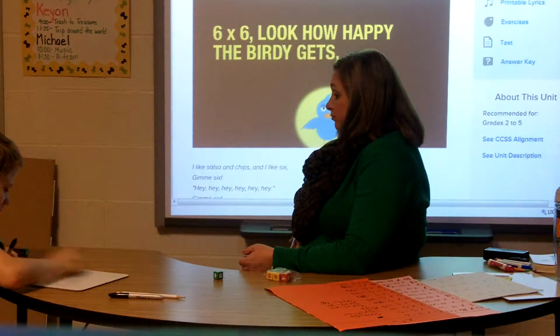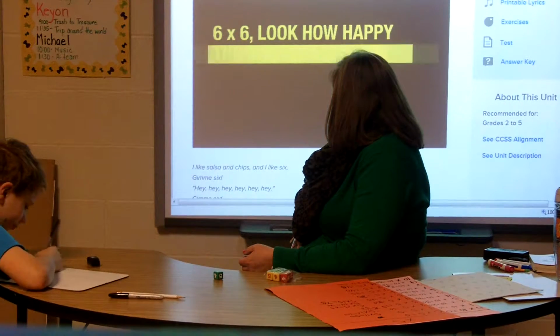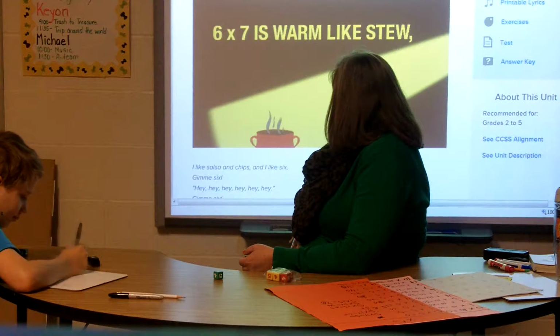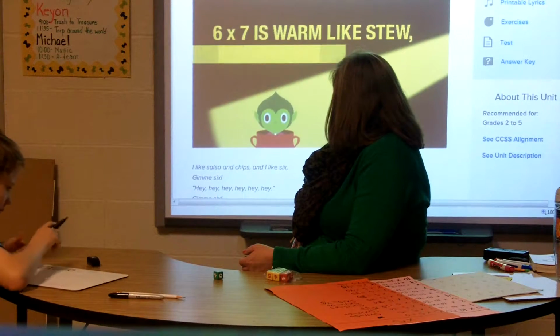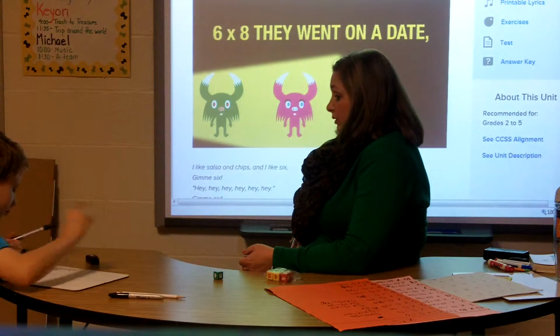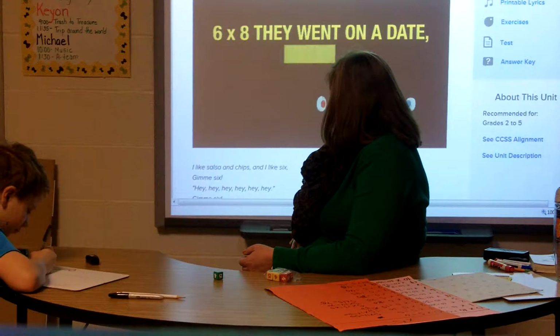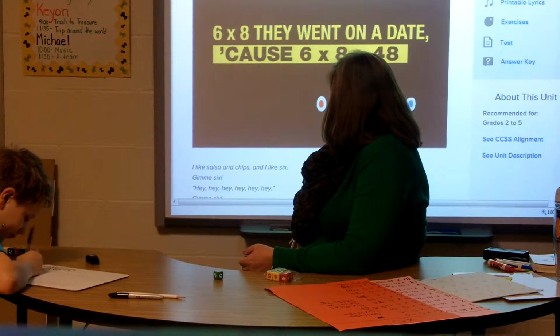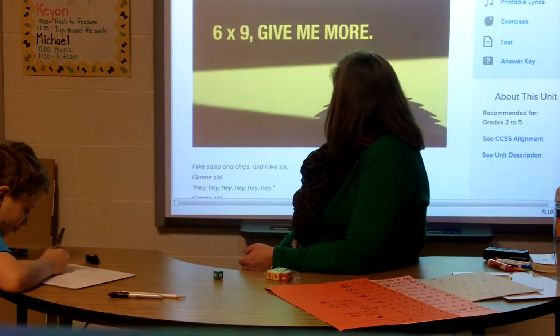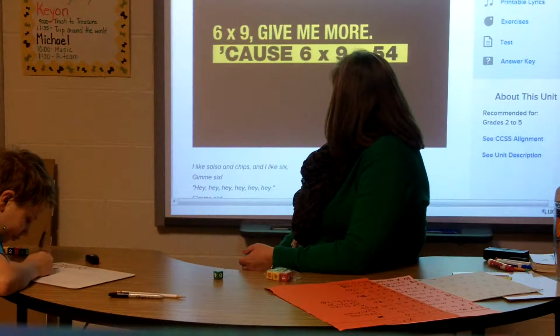6 times 6, look how happy the birdie gets, cause 6 times 6 is 36. 6 times 7 is warm like stew, 6 times 7 is 42. 6 times 8, they wait on a date, cause 6 times 8 is 48. 6 times 9, give me more, cause 6 times 9 is 54.